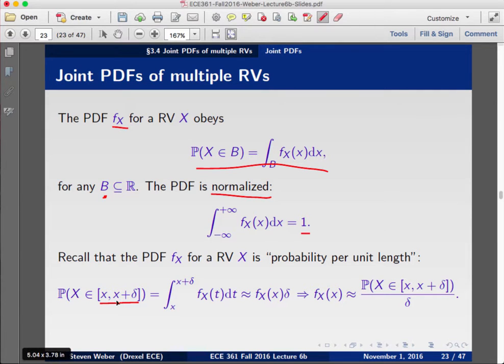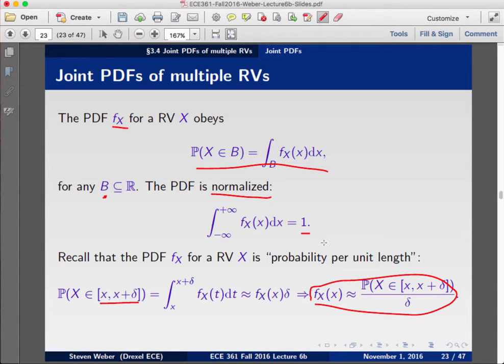And so therefore I can solve this approximate equality. The probability that x is in this interval is approximately equal to the density at x times delta, and I get this expression here, which says that the probability density function for the random variable x at the value little x is the ratio of the probability that the random variable x is in that interval of width delta divided by the interval width. So this is probability per unit length.